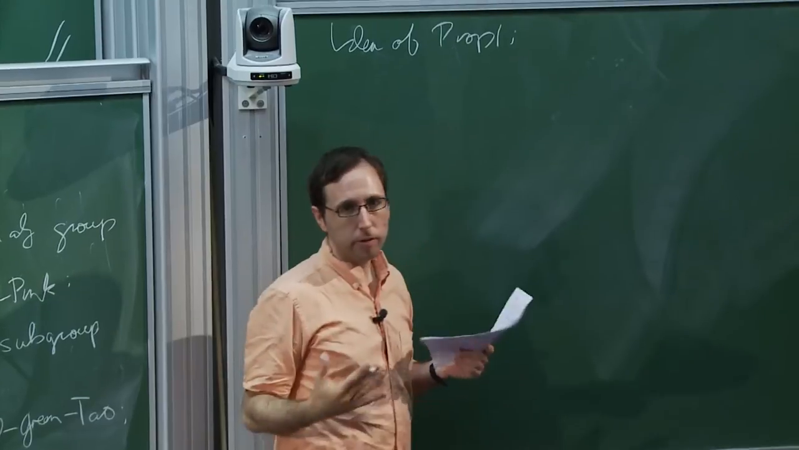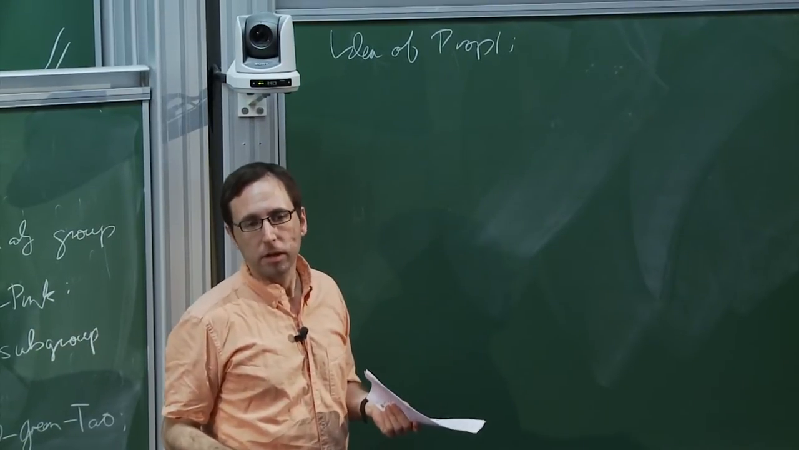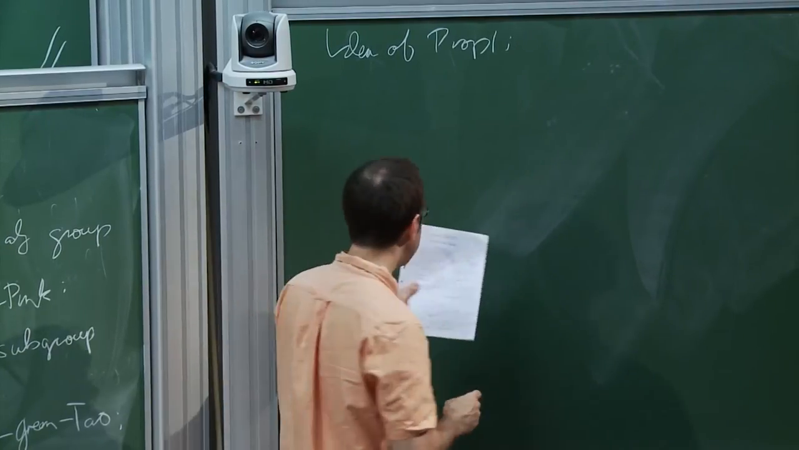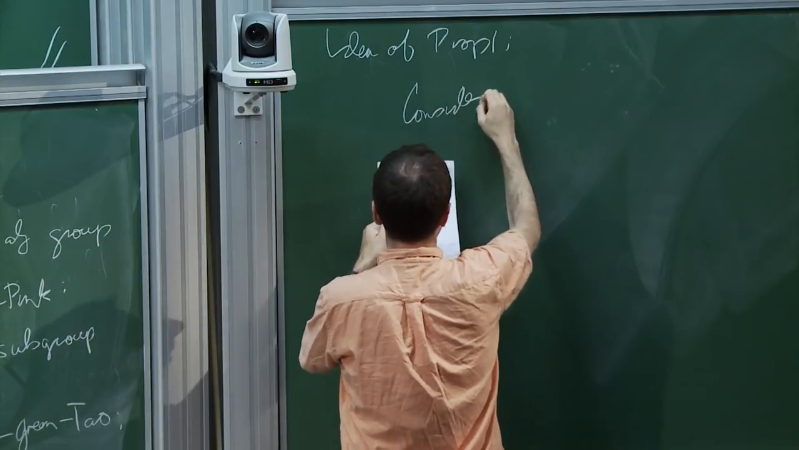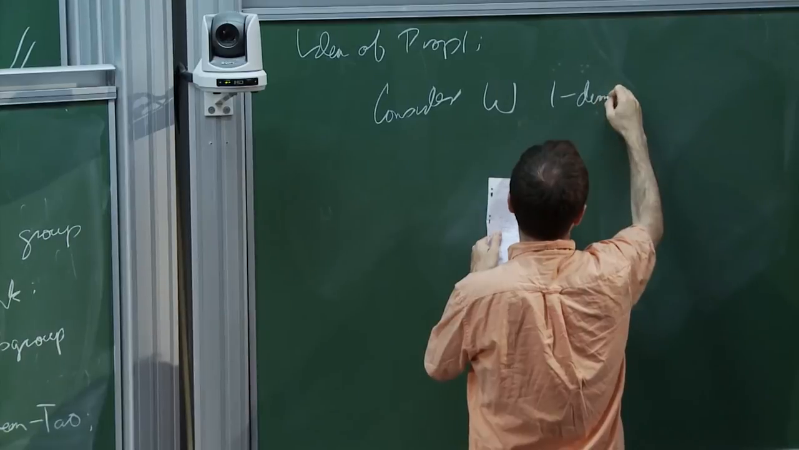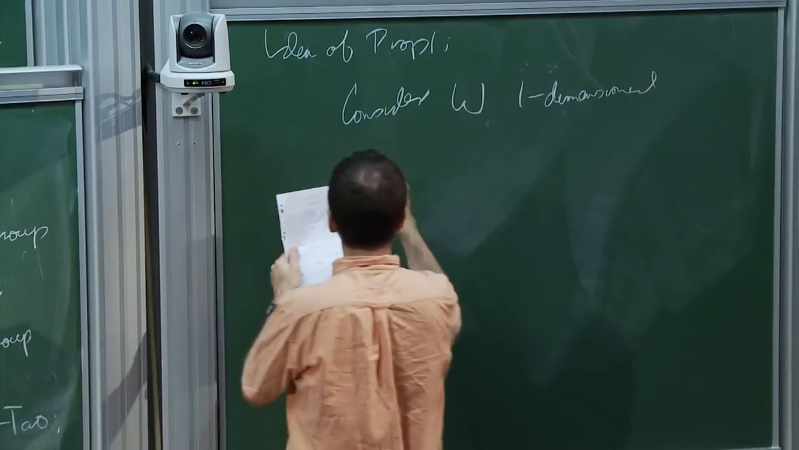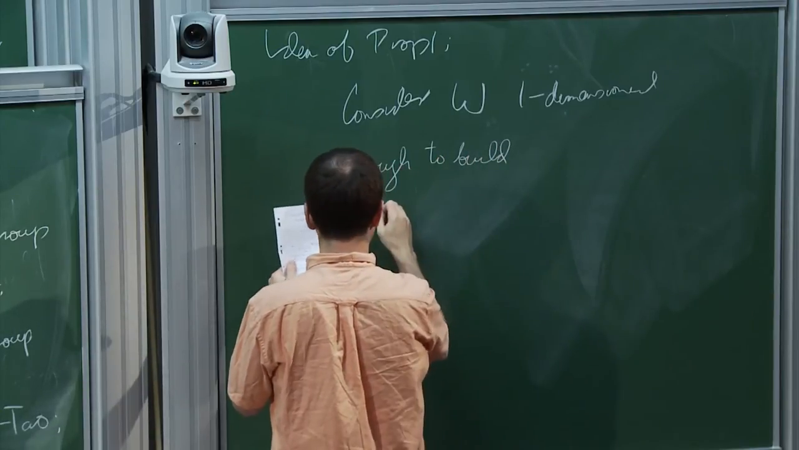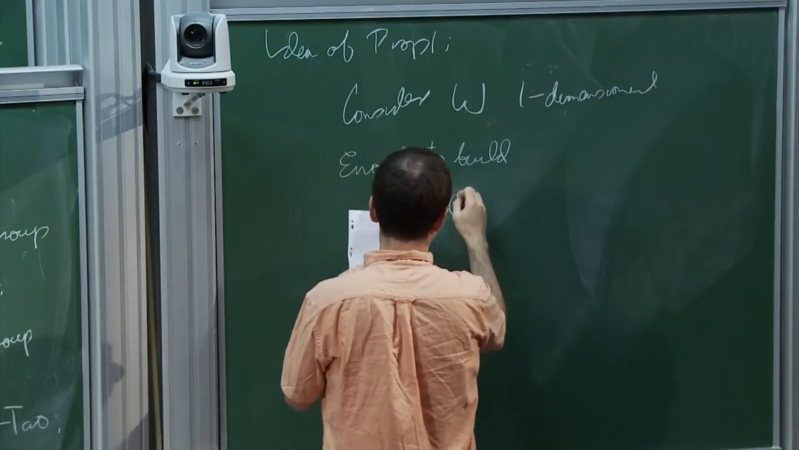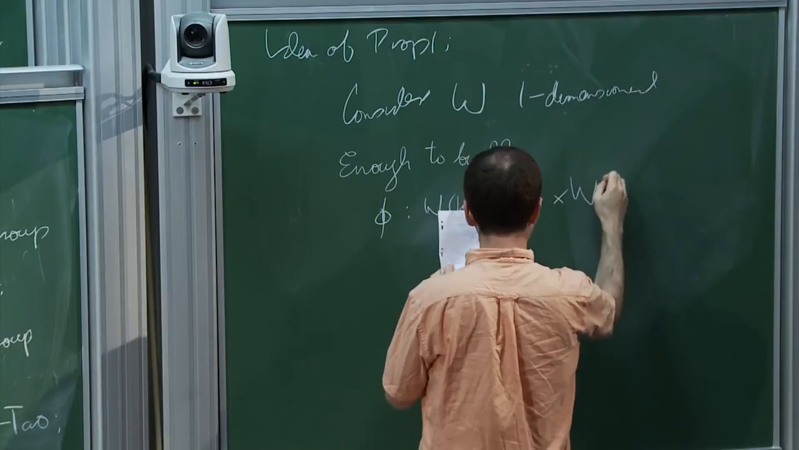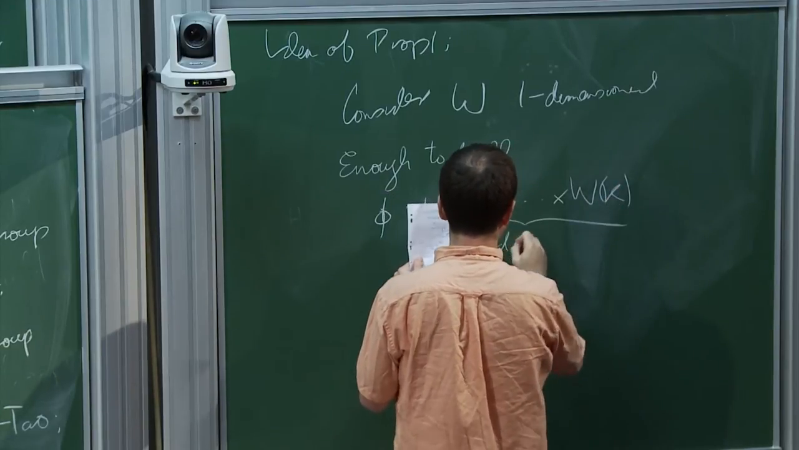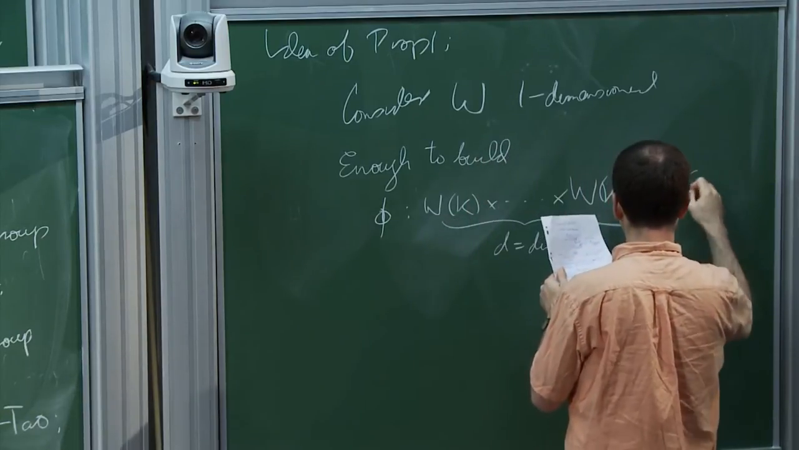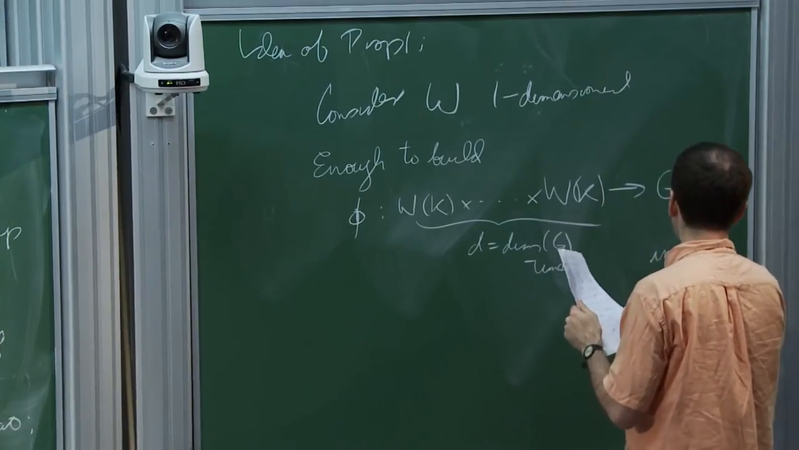All right. So again, I will start working with a special case, and then I will show you that we don't use this apparently very special condition that much, and we can soften it. Just to make the ideas clear, we will do the case of W one-dimensional. It's enough to construct a map phi from W(K) to G(K) times itself, how many times? D equals dim of G times. And what kind of map? An injective map.